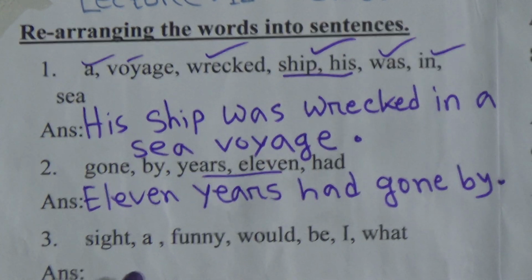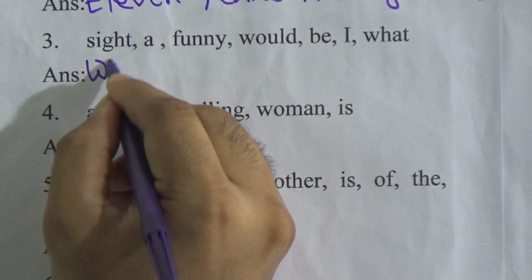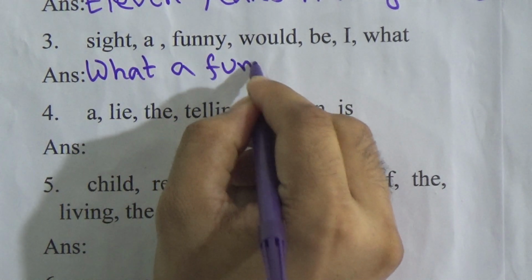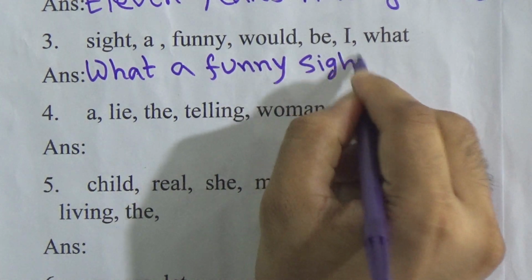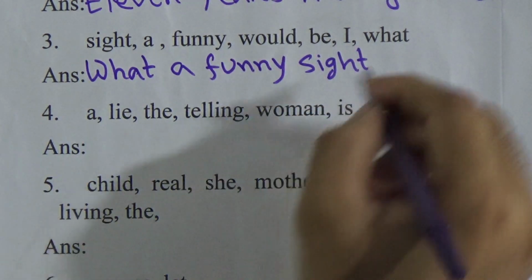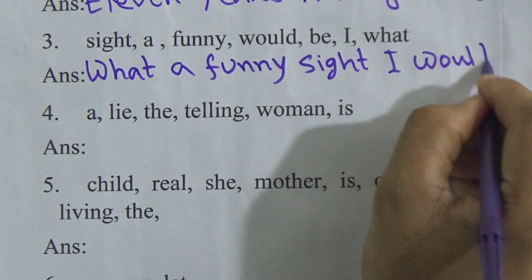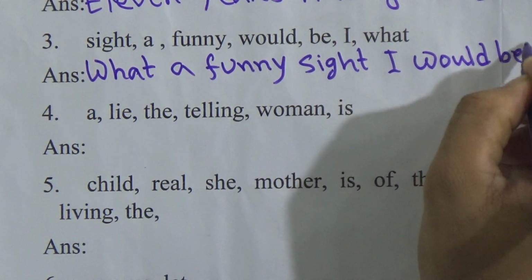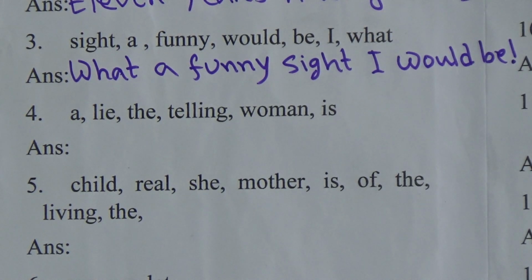Okay, now this is our exclamatory sentence. First of all, write what a funny, adjective. What a funny sight. Funny sight is the adjective. What a funny sight. I, subject. Would, modal auxiliary, and be. I would be. Finally, give the exclamatory sign. What a funny sight I would be!